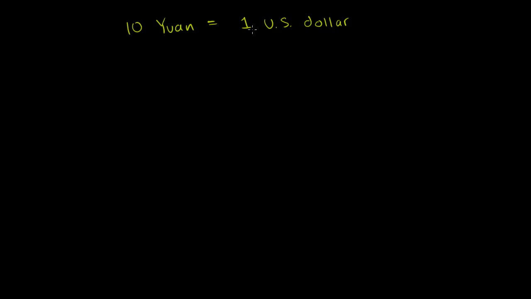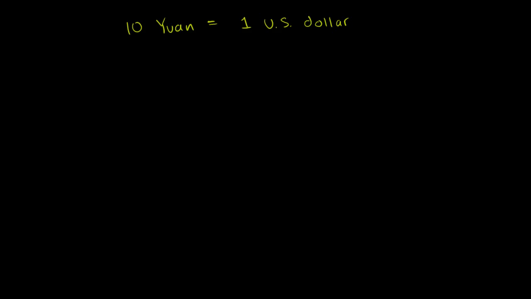If I have $1, I want to convert it to yuan, I get 10 of them. If I have 10 yuan, I want to convert it to dollars, someone's going to give me $1 for it. Now let's imagine a situation, and in the next few videos, I'll construct actual trade imbalances where this would actually happen.